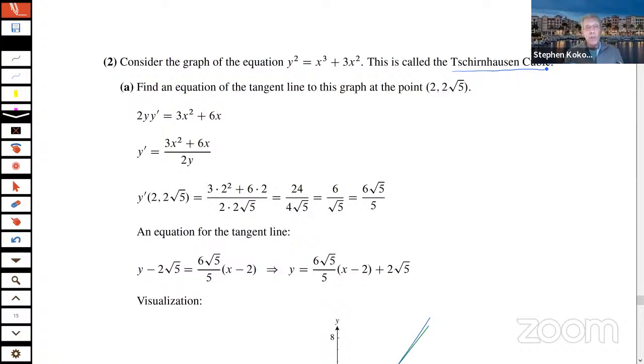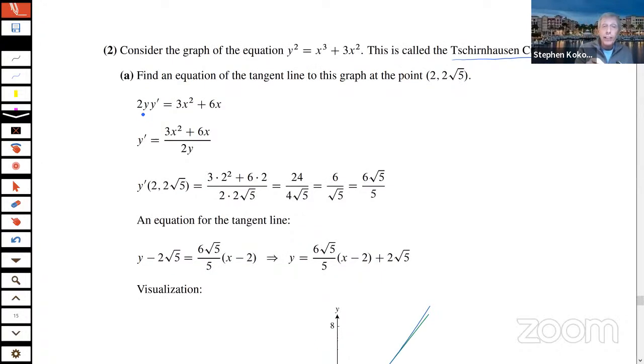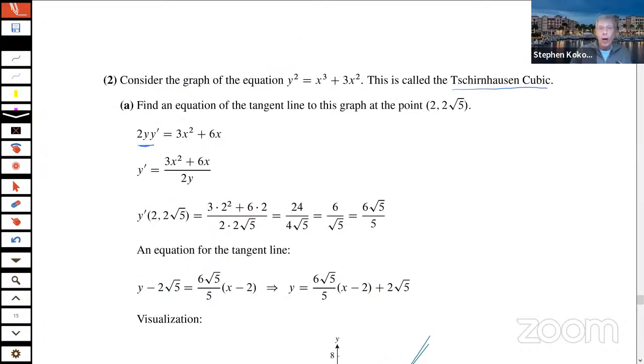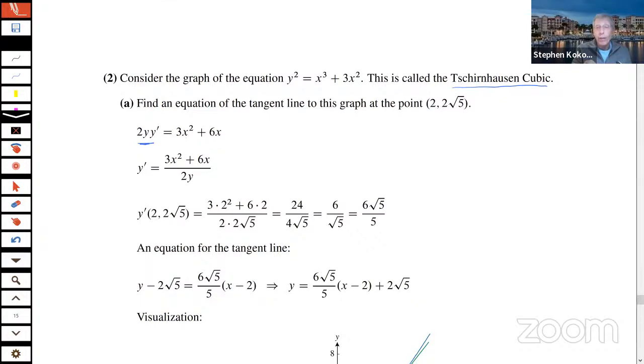The first thing I want to do is find an equation of the tangent line to this graph at that point. I think that point, 2 comma 2 square roots of 5, is actually on the curve. So this isn't too bad. I take the derivative of both sides. On the left-hand side, it's pretty straightforward: 2y times the derivative of the inner function, y prime. The derivative of the right-hand side is really just a polynomial. That's pretty easy: 3x squared plus 6x. Now I want to solve for y prime, so I divide both sides by 2y, and there we go. I've got the expression for y prime.